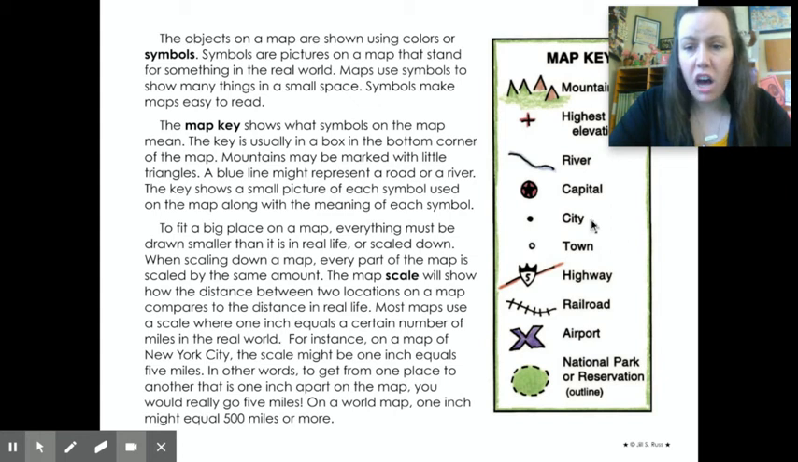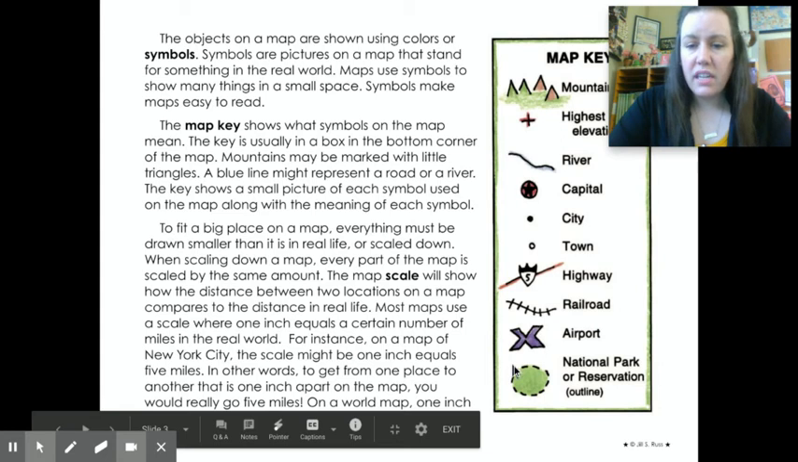A city is often identified with a dot. A town, they open up the dot. A highway always has like this crown looking thing like Highway 5, Highway 255. Railroads have a line and they kind of look like stitches going across. An X is represented as an airport, and then a circle is often a national park.